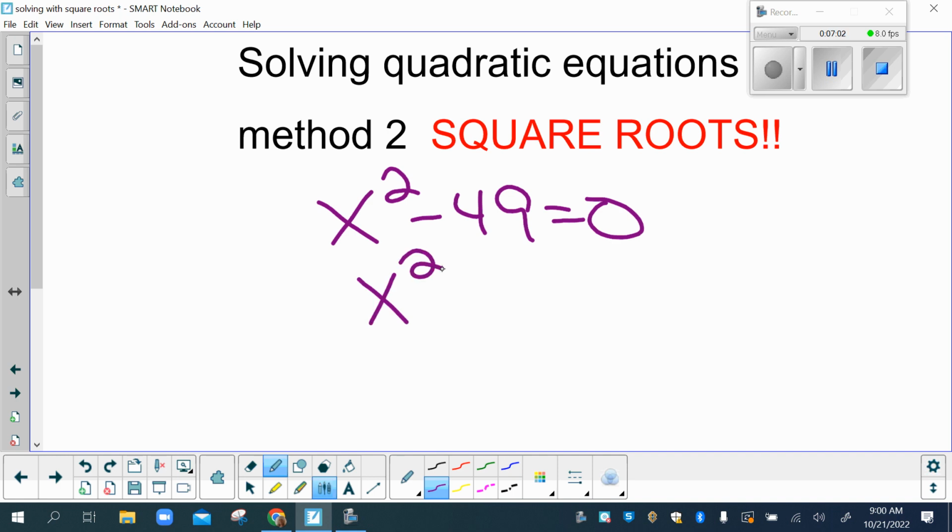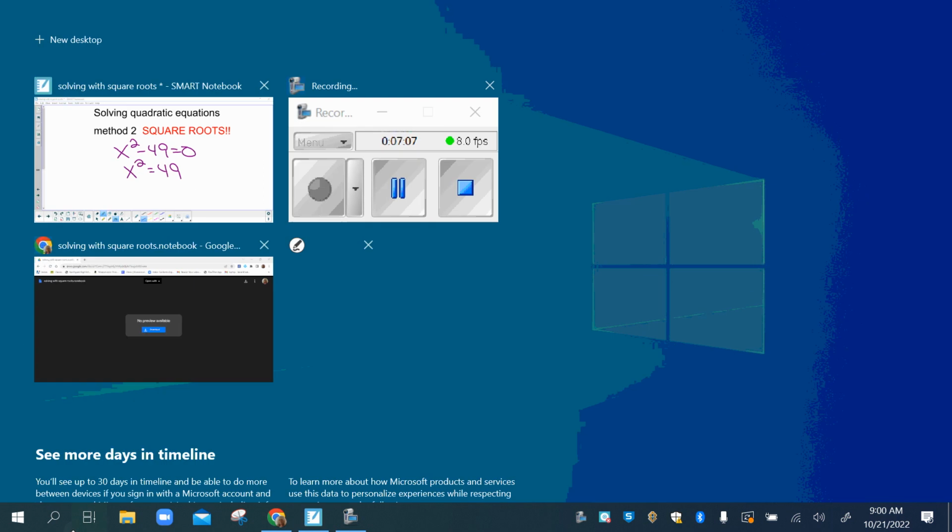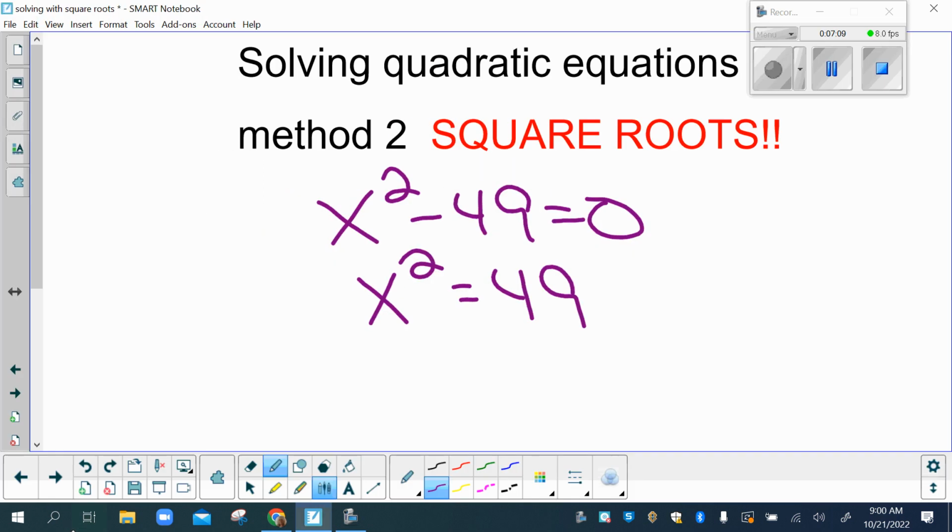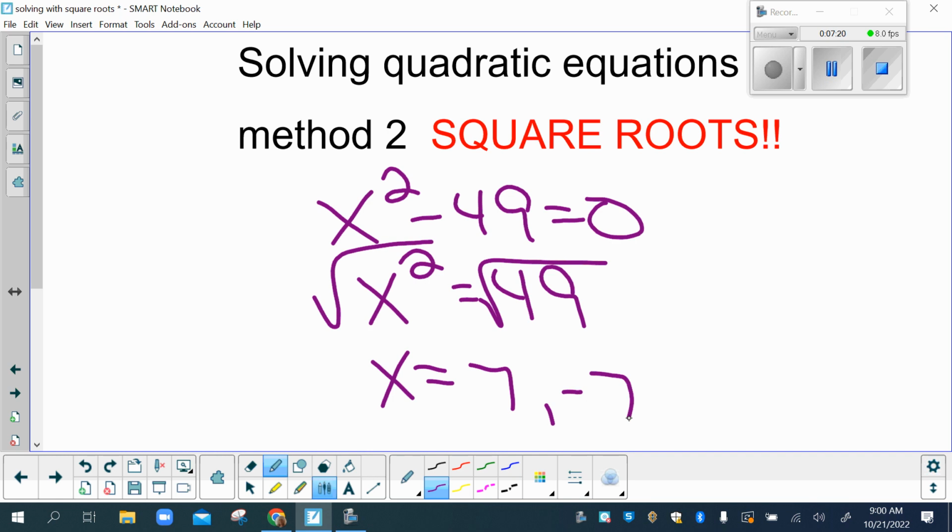X squared, I moved that 49 over, so x squared equals 49. Bring in the bomb squad. What? I'm sorry. It's my shirt. X equals 7 and negative 7, right?